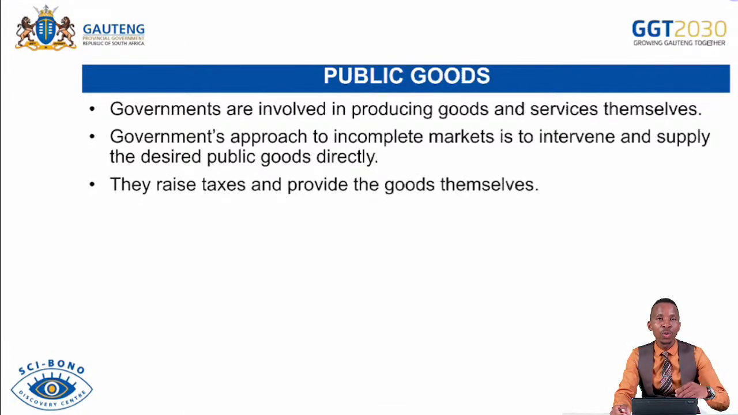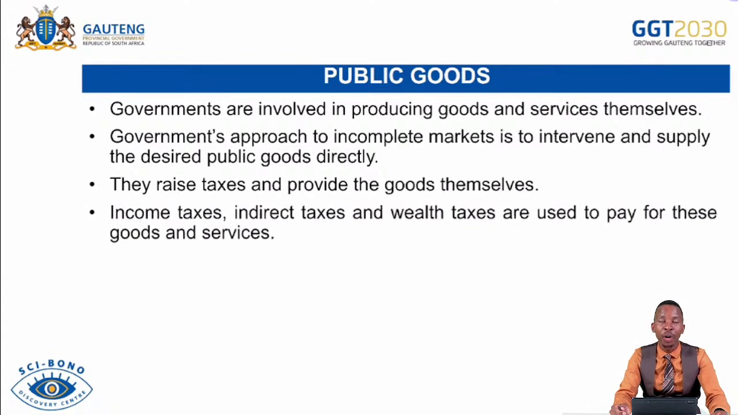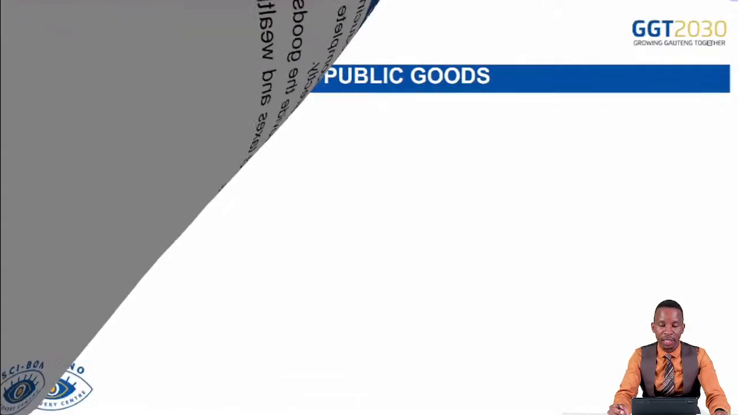So for those goods that are undersupplied by the market, the state intervenes by making their provision. They raise taxes and provide the goods themselves. So they ensure that they get more tax revenues and make the provision of these public goods and services for themselves without depending on the market or the private sector. Income taxes, indirect taxes, and wealth taxes are used to pay for these goods and services. So these goods are financed by tax revenues from income tax, wealth tax, as well as the property taxes. These also include indirect taxes.